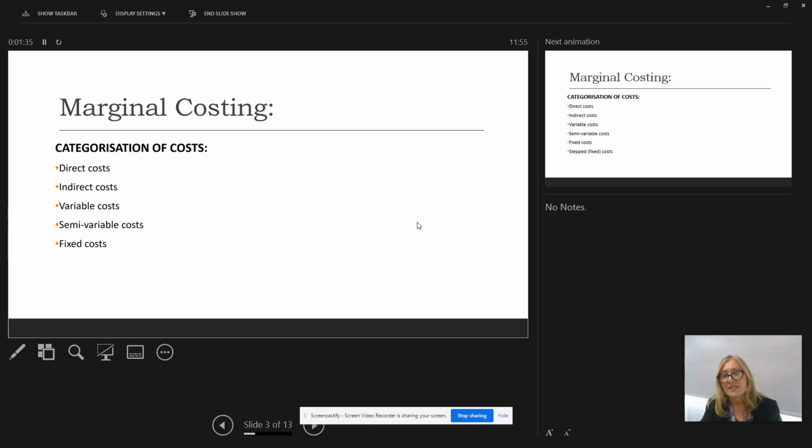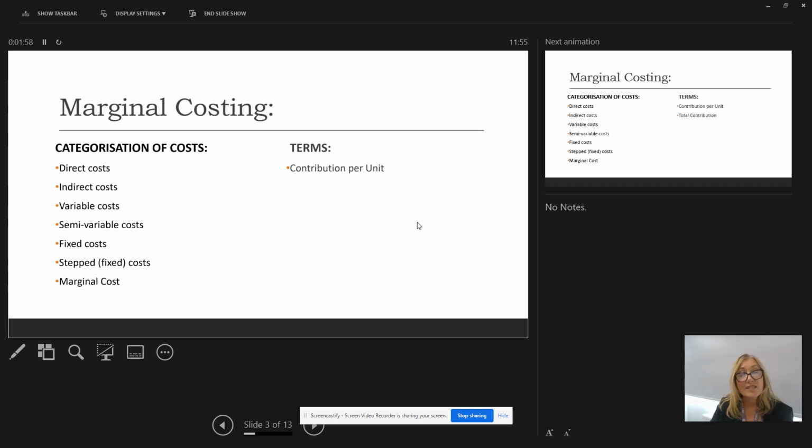But remember, a fixed cost is not fixed under all circumstances. Other factors will cause it to rise, not levels of production, apart from obviously a stepped fixed cost, which does rise in a straight line at a particular level of output. So understanding the difference between those. Marginal cost is the direct cost, all the variable costs added together.